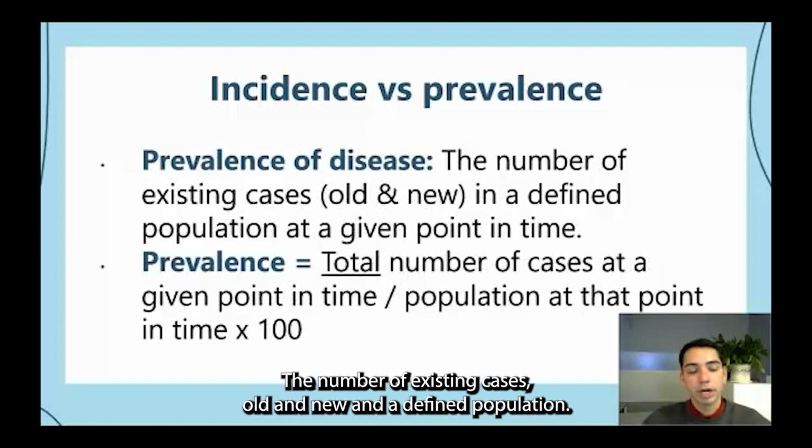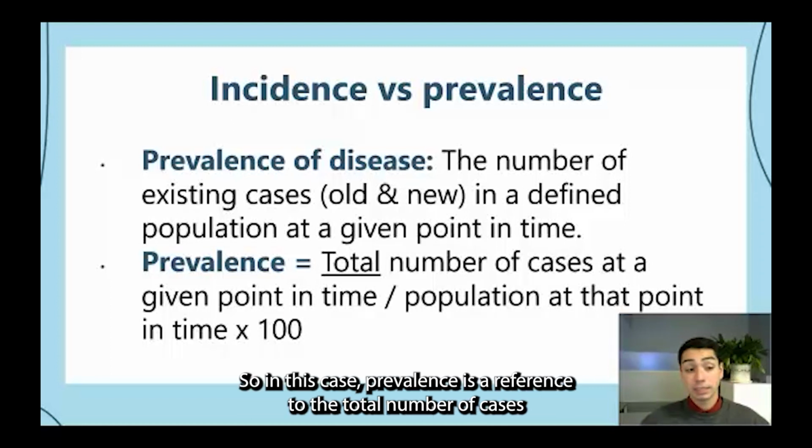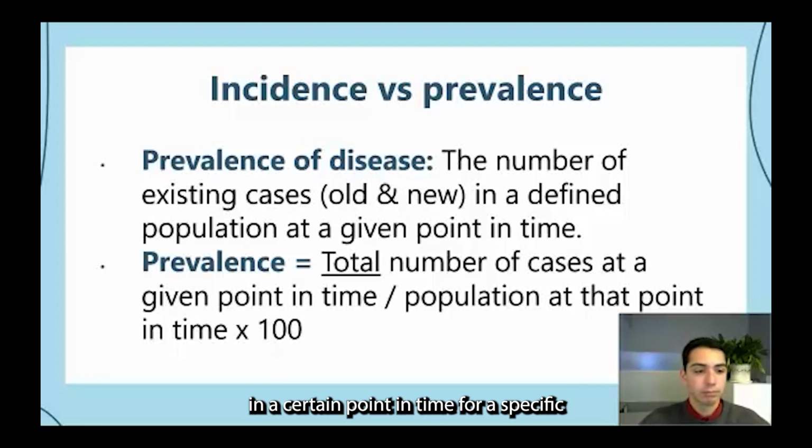Prevalence is the number of existing cases, old and new, in a defined population. So in this case, prevalence is a reference to the total number of cases at a certain point in time for a specific population.